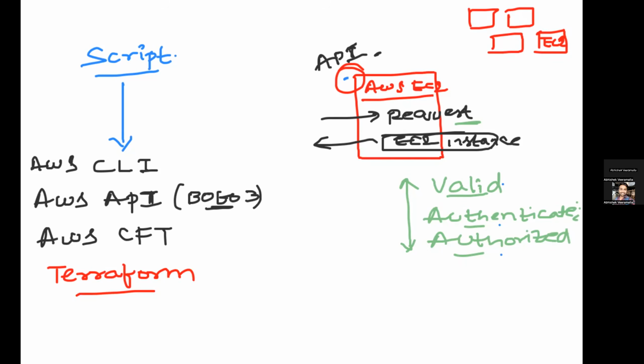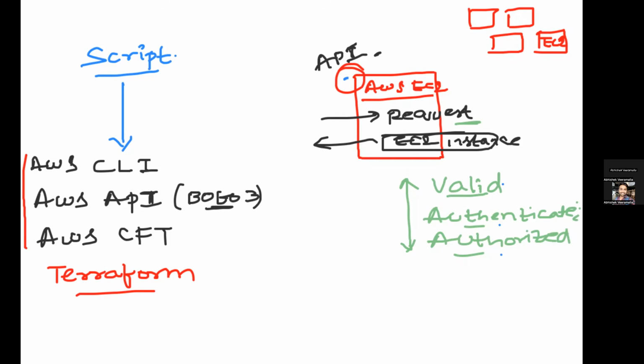The advantage with Terraform is that if you look at these three things, they are very specific to AWS, right? This is AWS CLI, this is AWS API, Boto3, and this is AWS CFT. But Terraform, I did not mention as AWS, because with one Terraform, you get multiple cloud providers. Terraform can automate your process in AWS, in Azure, in Google Cloud Platform, everywhere.